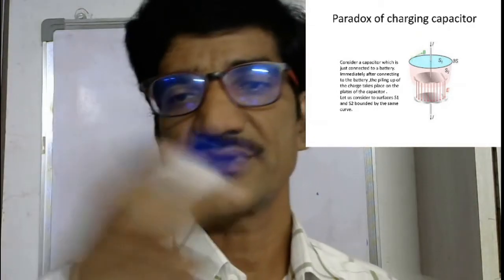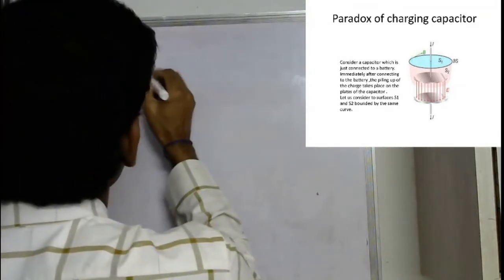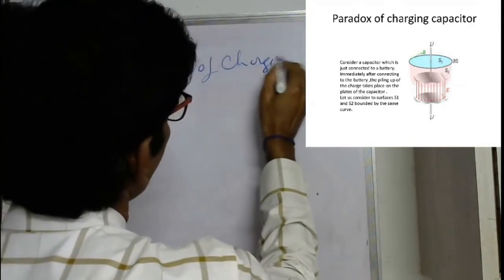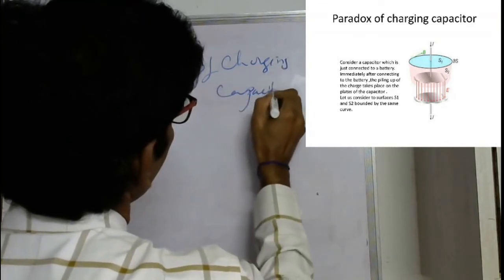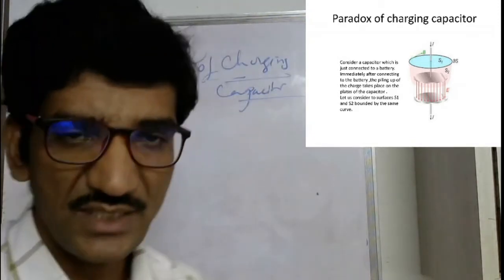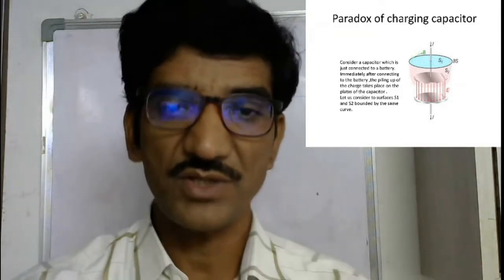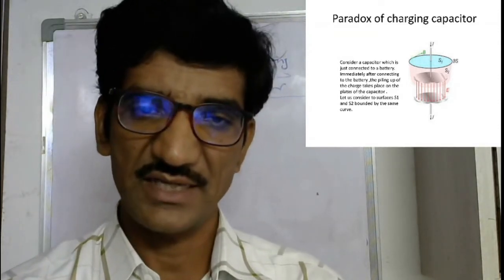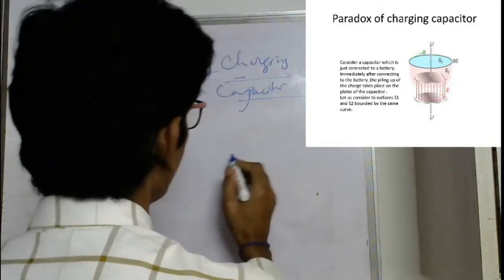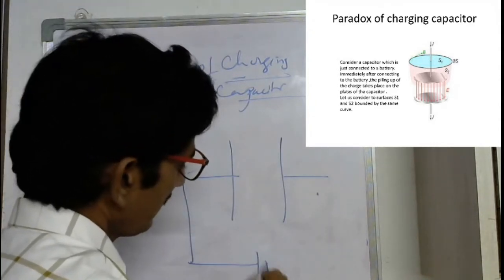Now let us consider a curve for the application of Ampere's law. Next we are discussing the paradox of the charging capacitor. You may wonder what paradox is involved in charging of a capacitor. But whenever you want to apply Ampere's law in the case of a capacitor, the paradox develops. This is your parallel plate capacitor, and you are connecting it to a battery.